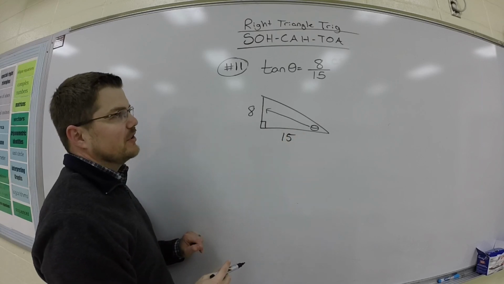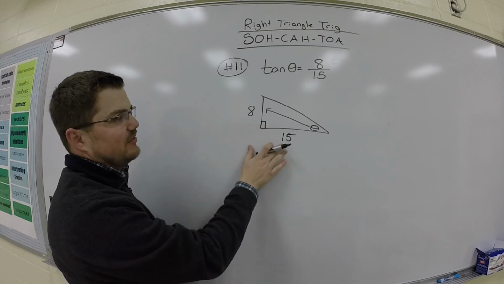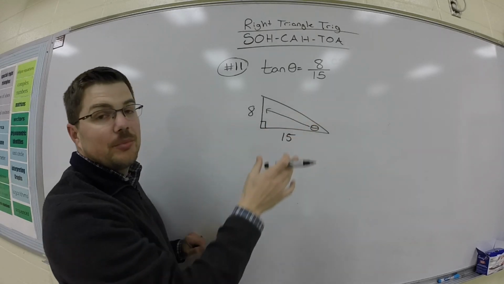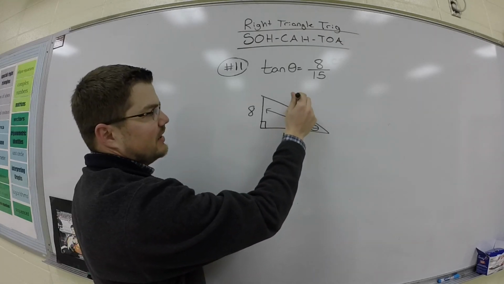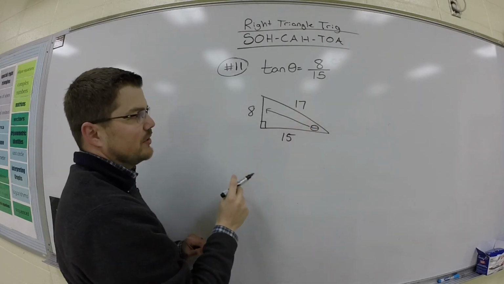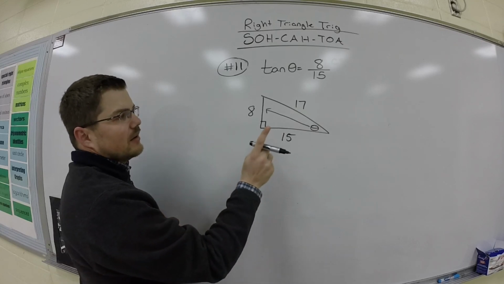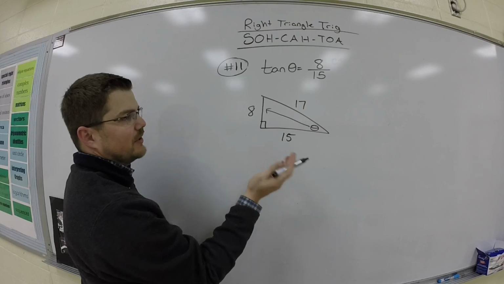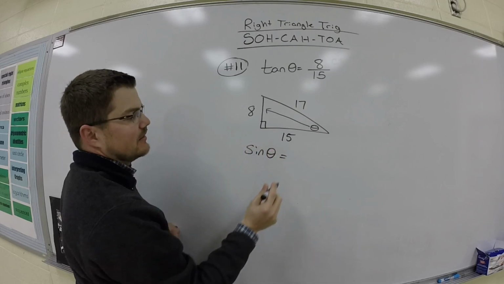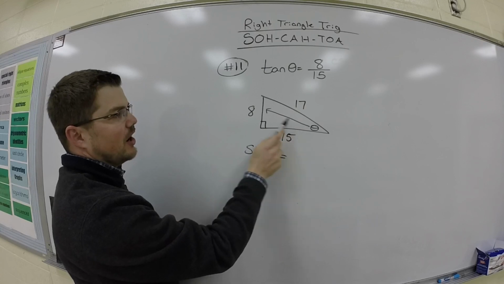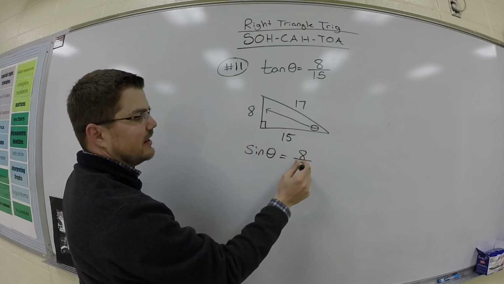The question wants to know sine theta, and you need the hypotenuse for sine theta. 8, 15, what? This is a right triangle triple. 8, 15, 17. If you didn't know the triple, you could do Pythagorean theorem, but that saves you time. So now we need to figure out what is sine theta. Sine theta is opposite over hypotenuse. Sine theta is 8 over 17.